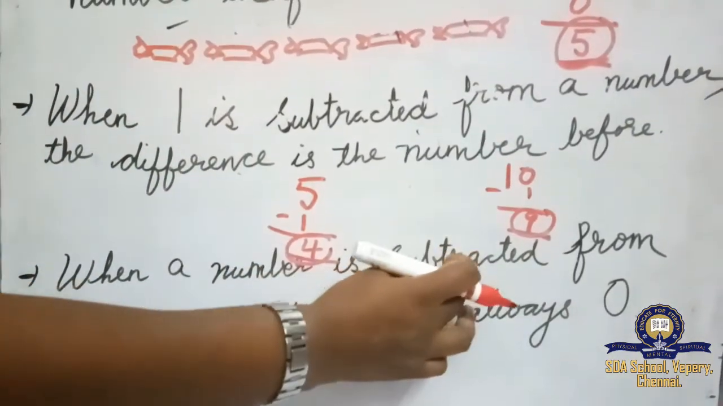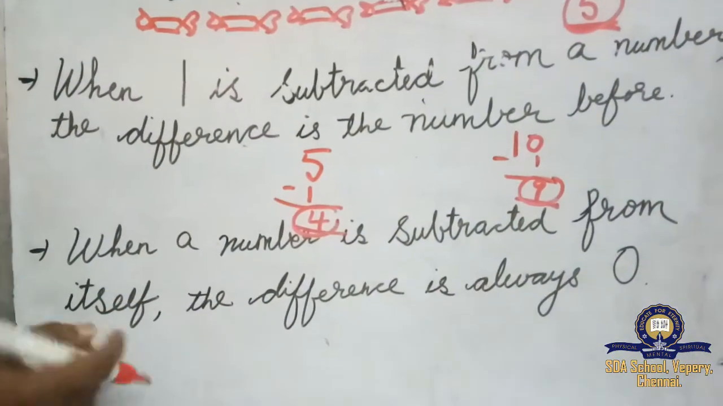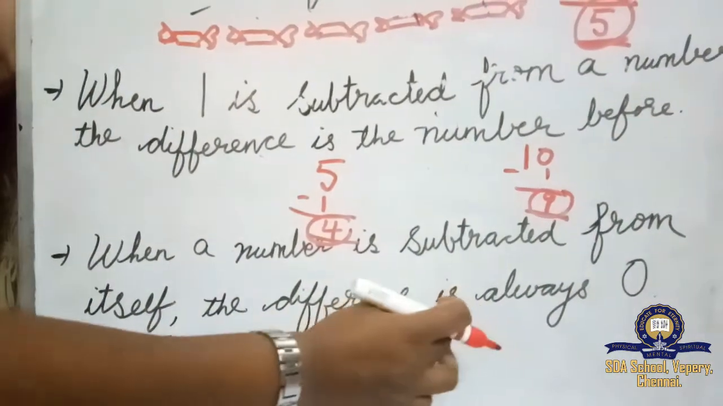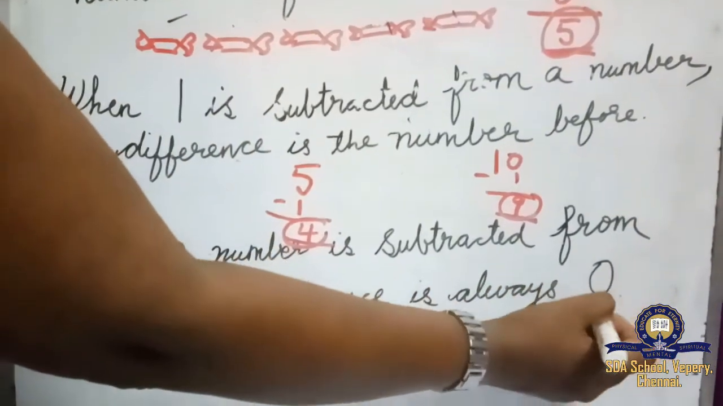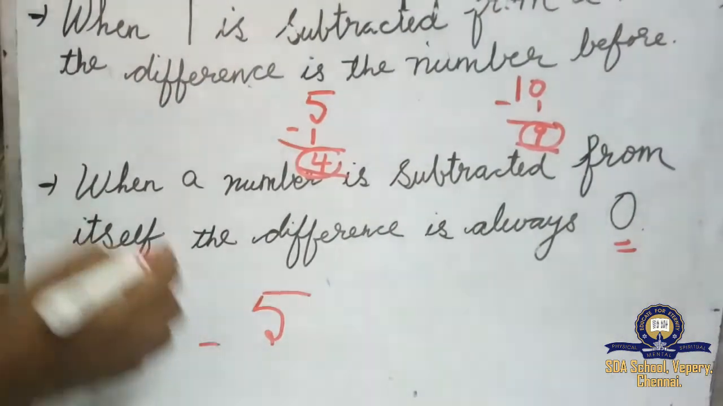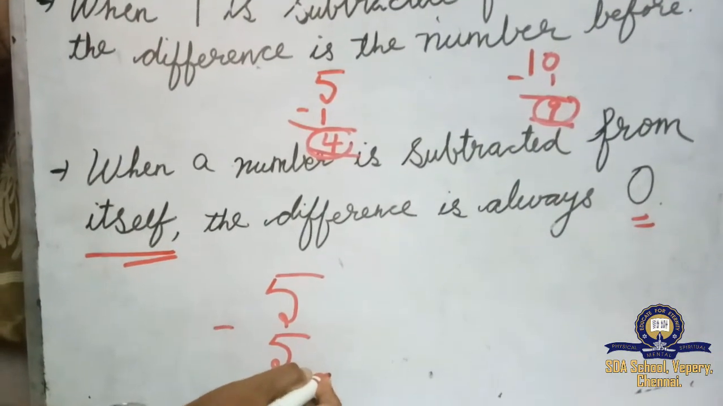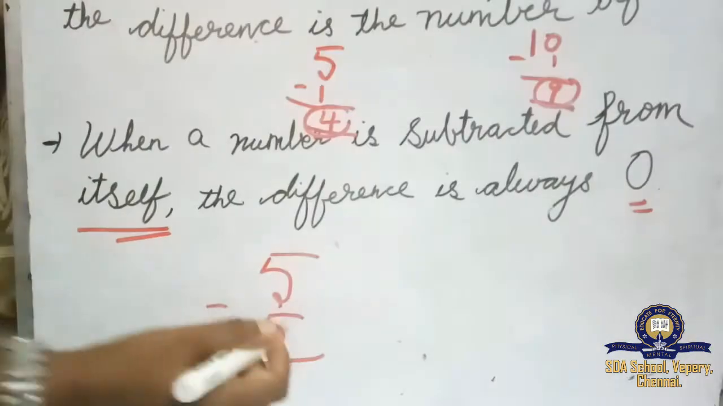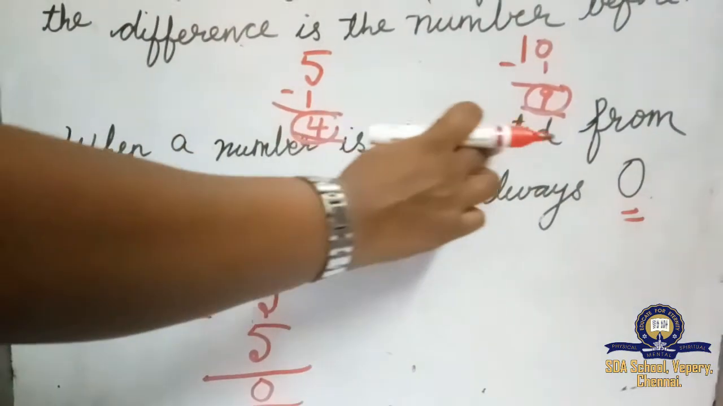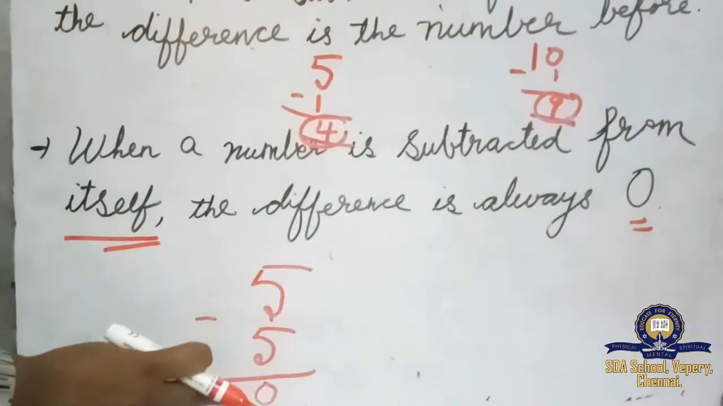When a number is subtracted from itself, very important, itself, the difference is always what? 0. The same example, you are having 5 chocolates. Your mom says, give 5 to your sister. So you give the 5 chocolates to your sister. So what are you having with you now? Nothing. You will have only 0. When a number is subtracted from itself, the difference is 0.